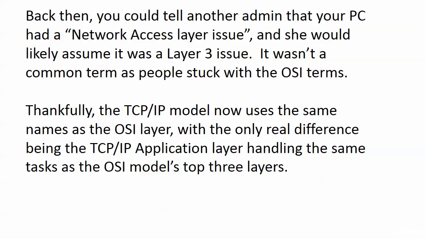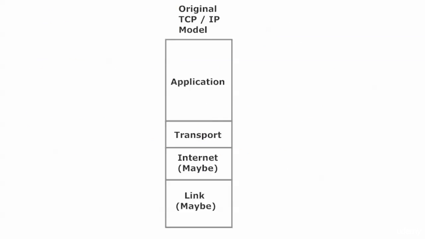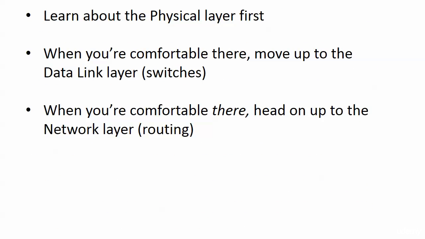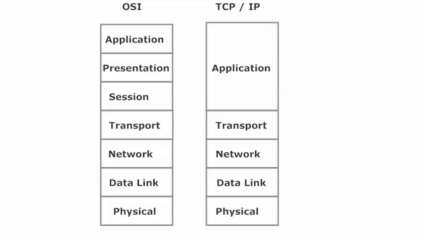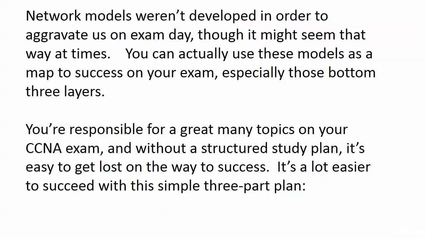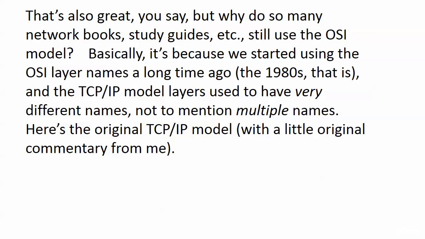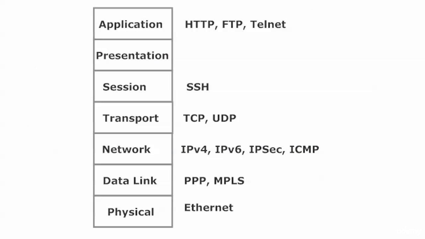And that's really, it's not the only reason the OSI model is still around, but it's a major one. And thankfully, as we saw earlier, the TCPIP model now uses the same names as the OSI layer, with that only real difference being the top. And let's just take one more look at that again. And there you go. There's your mapping. It's much easier than it used to be, but you should still be familiar with that, especially the top of the TCPIP model and which layers map to the OSI layer. So let me go back through these.